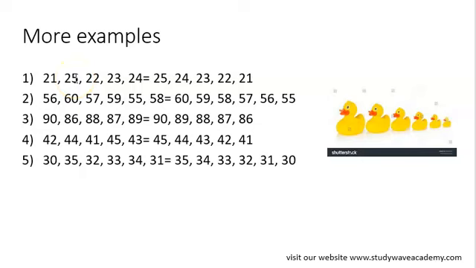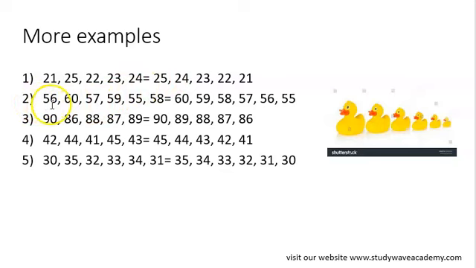Before 25 we have 24, correct. And before 24 we have 23, correct. And before 23 we have 22. And before 22 we have 21. That's correct. So we're going to write it out. We write 25, 24, 23, 22, and 21.